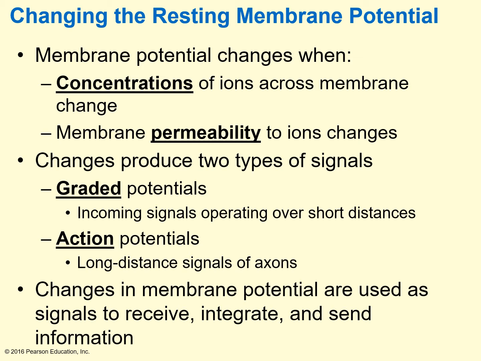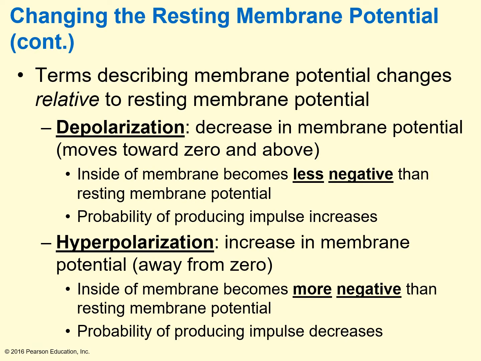It's this change in the membrane potential that actually is the electrical impulse, that allows neurons to receive information, to interpret that information, to send the information to get the appropriate response that's required in that particular situation. The changing of a membrane potential, we have different terms for it, depending on how that change occurs, and it's all relative to what the resting membrane potential is.